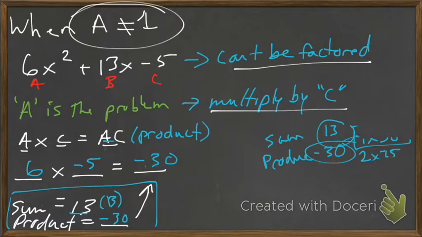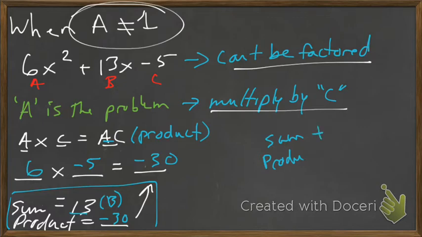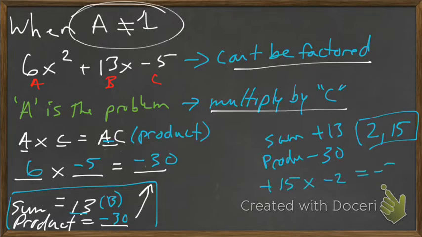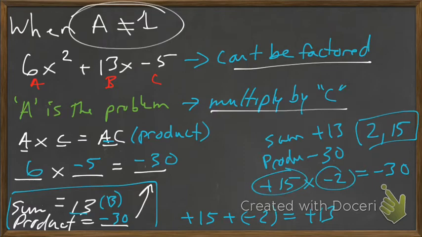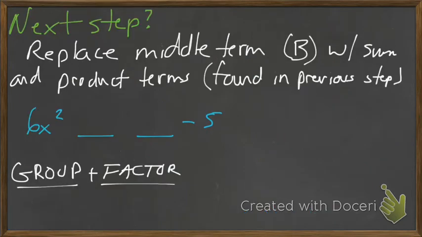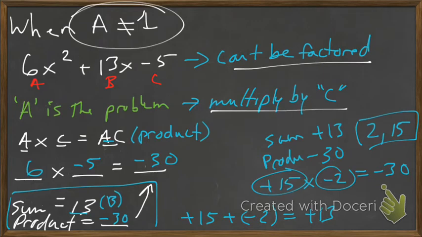So our values, I'm going to erase all that to make it look better. Sum positive 13, product negative 30. Our values are going to be 2 and 15. The question is which value has the negative sign in front of it. If I do positive 15 multiplied by negative 2, I will get negative 30. If I do positive 15 plus negative 2, I will get positive 13. So I think our values are going to be positive 15 and negative 2. Keep that in mind.